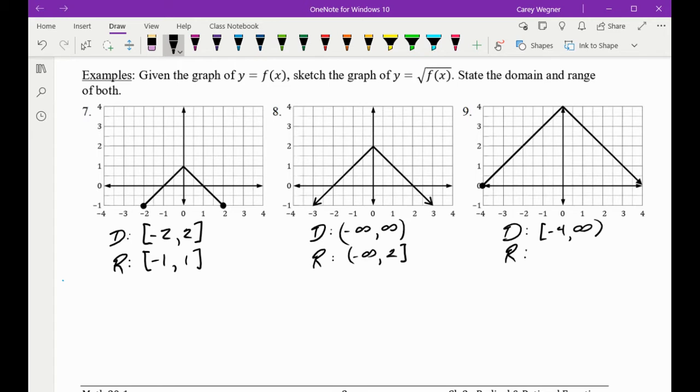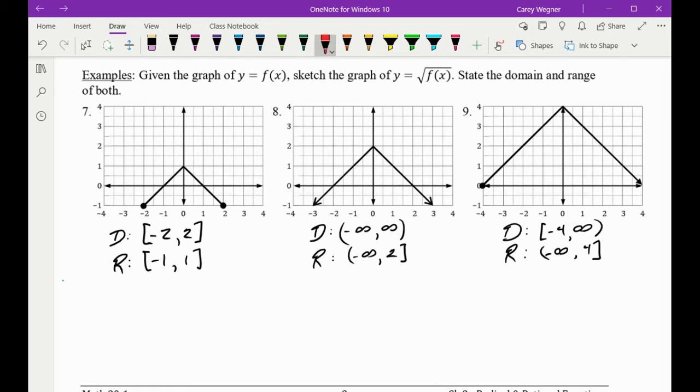And then for question number 9, on the left side, my graph doesn't go below 0, but on the right side, it goes down forever. So it will be from -infinity up to a y value of 4, and it reaches that y value of 4.